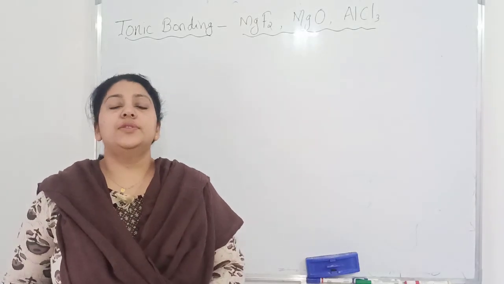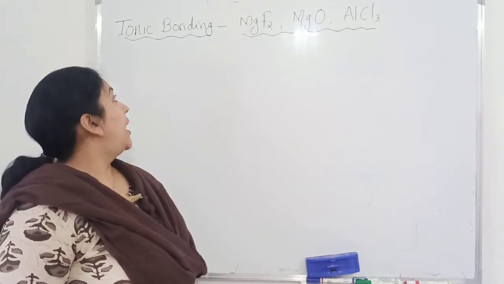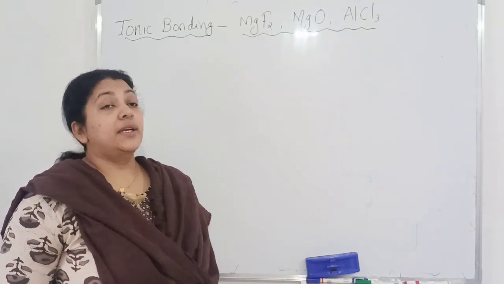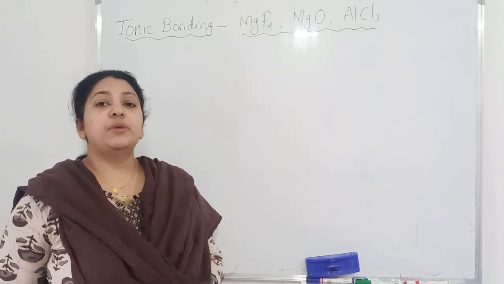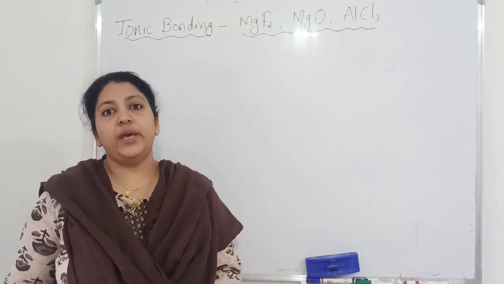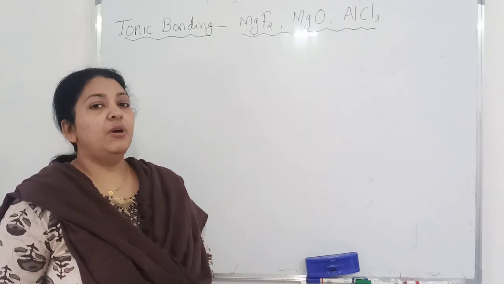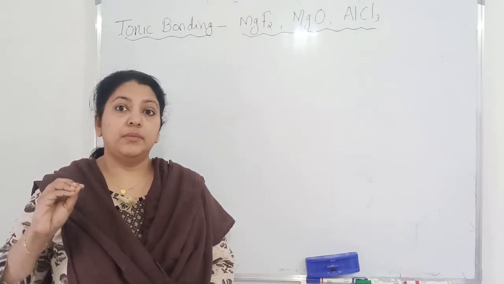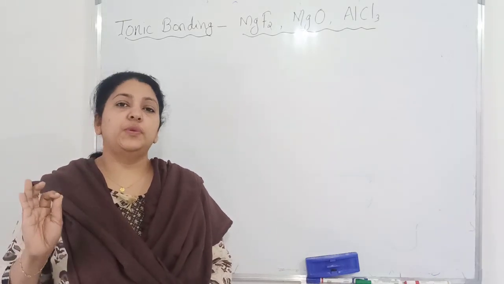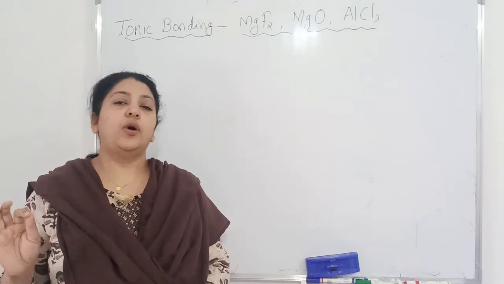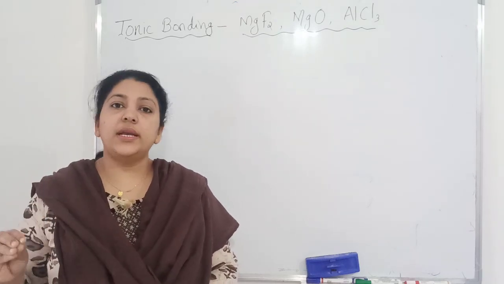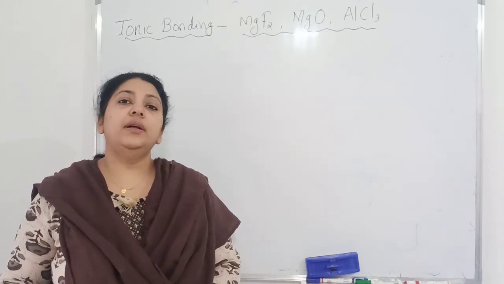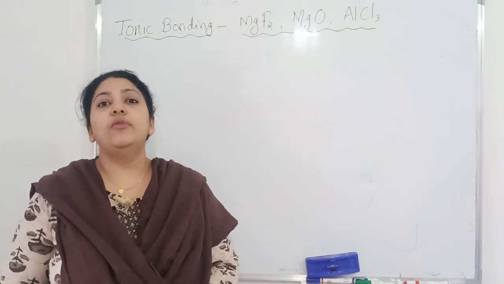Alright children, so today we are going to take ionic bonding in various examples like magnesium fluoride, magnesium oxide and aluminium chloride. Okay, so we will start with magnesium fluoride first. When you are asked to draw an ionic bonding, first you have to write the chemical formula of that compound. Then only you will understand how many atoms are bonded together.